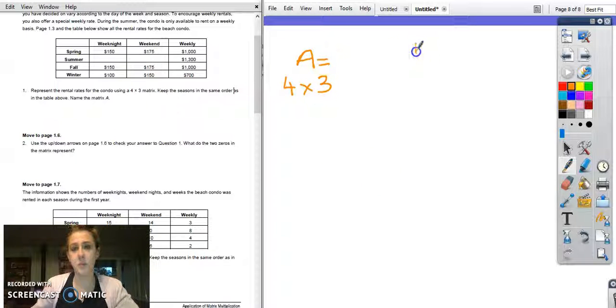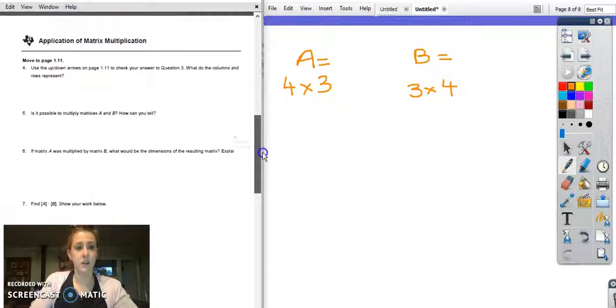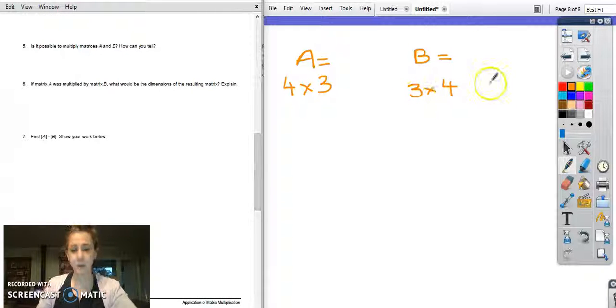And then B was a 3 by 4. Remember, it wanted us to write it as a 3 by 4. Now, obviously, this would be the reason why they wanted us to write it as a 3 by 4, so that we can multiply it.